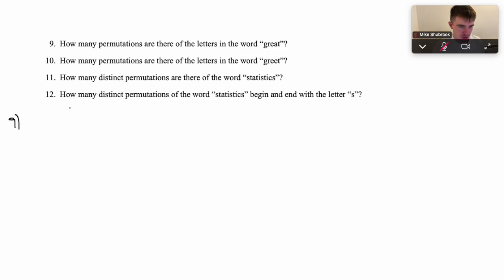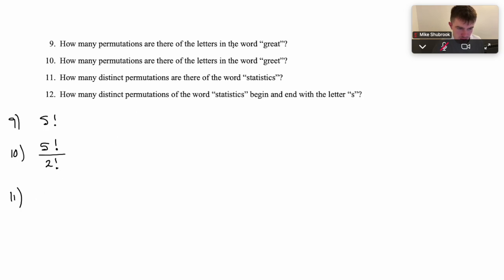Question 9, how many permutations are in the letters of the word great? Well, we have 5 distinct letters, so the answer is just 5 factorial. Question 10, we now have the word greet, so we have 5 letters, but 2 of them are repeated, so we have 5 factorial divided by 2 factorial.